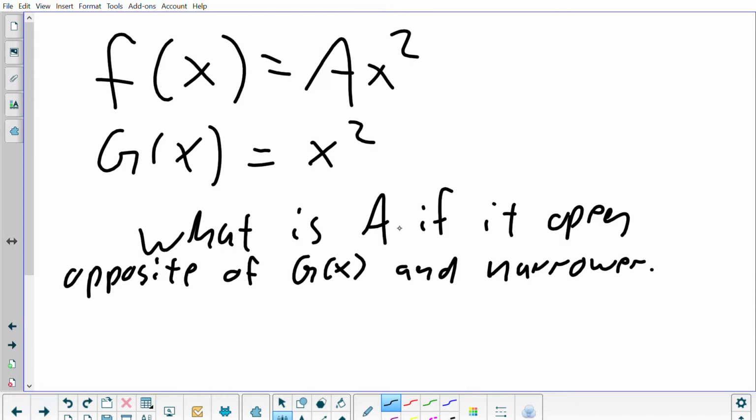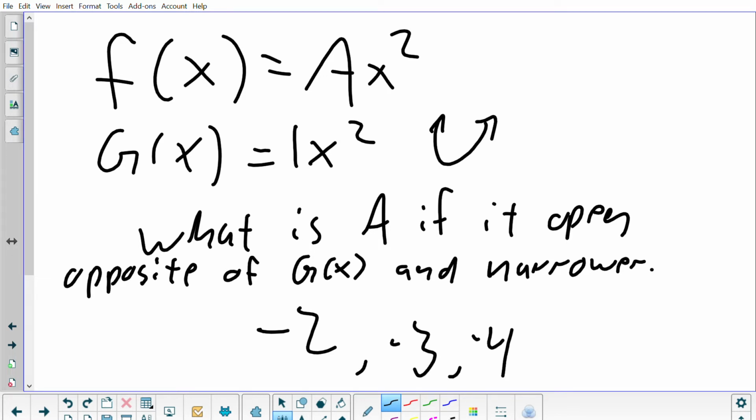Okay, what is a if it opens opposite of g of x? So if g of x is 1, that means it's opening up. So a has to be negative and narrower. So any number bigger than 1. So 2, -3, -4. All of those would be good answers.